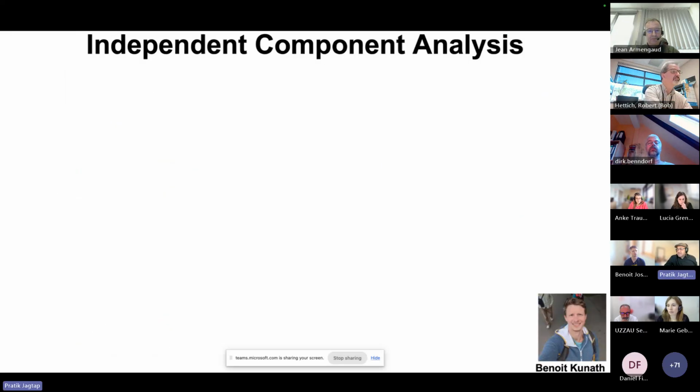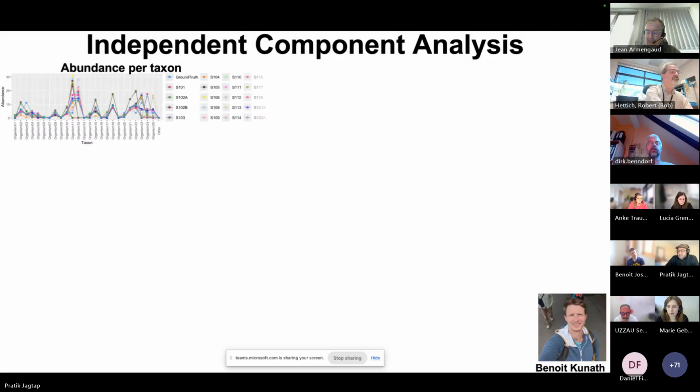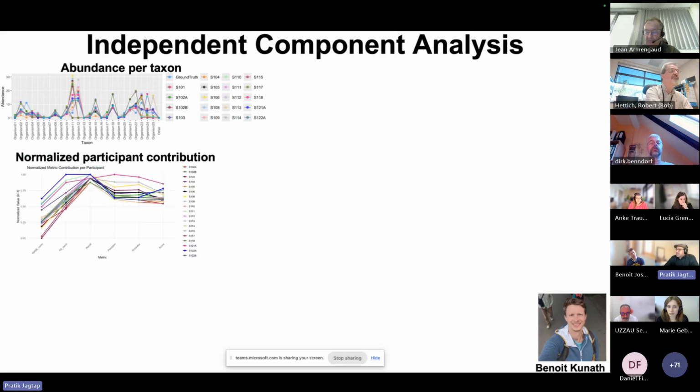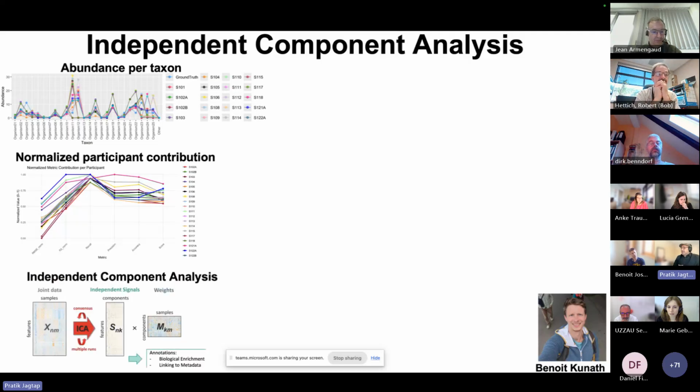Now, based on this analysis, Ben Kunat from the University of Luxembourg performed independent component analysis, or ICA, to go deeper into the data sets and dissect participant contributions. For this, he used abundance per taxon across samples. Later, he used a normalized metric contribution per participant to determine key performance metrics such as precision, accuracy, and overall score.